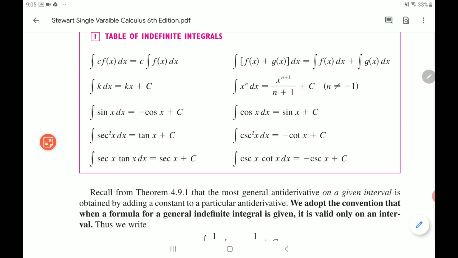Indefinite integral of a constant. You can factor out any constant. It's not a big deal if you do or don't. It really makes no difference. But if there's a common constant you can factor out, just factor it out. The integral of a constant is a constant x plus c.